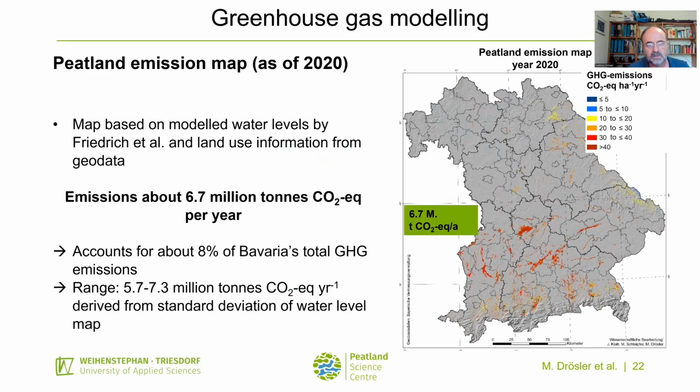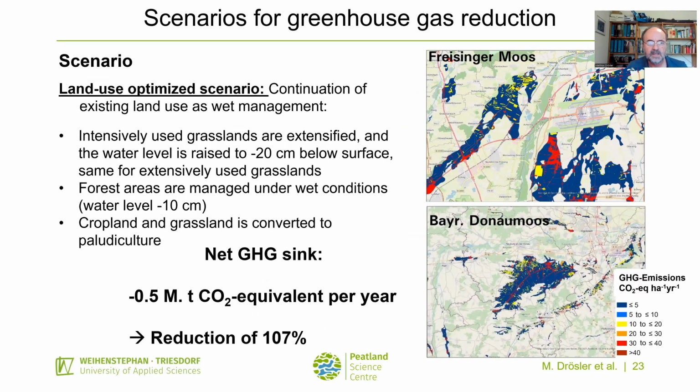At the end, the peatland emission map as of 2020 came out for Bavarian peatlands with about 6.7 million tons of CO2 equivalents per year. That's about 8% of Bavaria's total greenhouse gas emissions. And that's, for an industrialized country, really a big share of emissions coming from a single source area, from the land use change and forestry on organic soils.